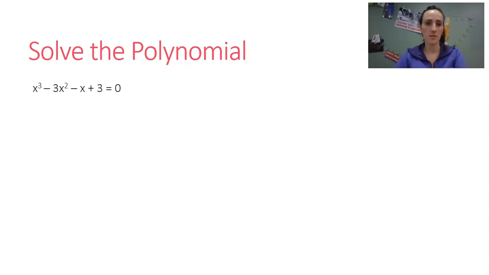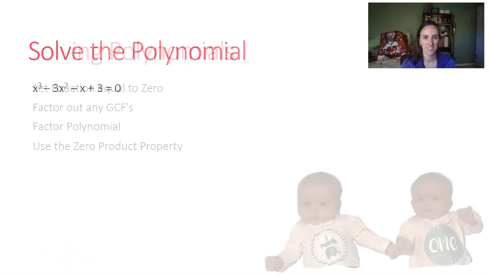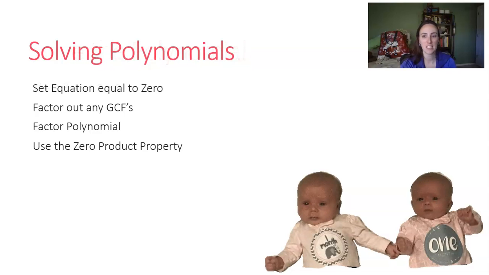Solve the polynomial x cubed minus 3x squared minus x plus 3 equals 0. Here we are with office assistants Brooke and Sophia to tell us the latest on solving polynomials.